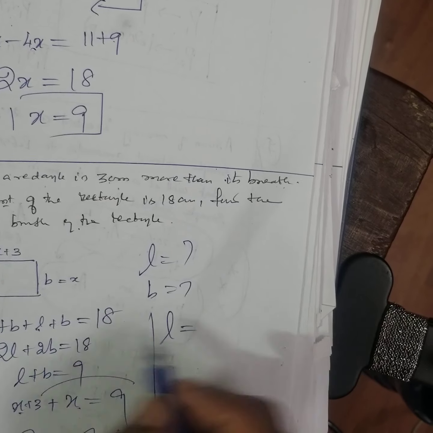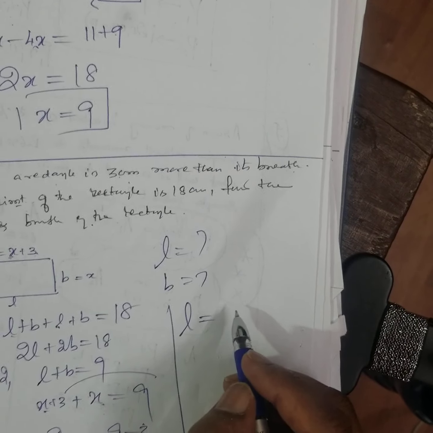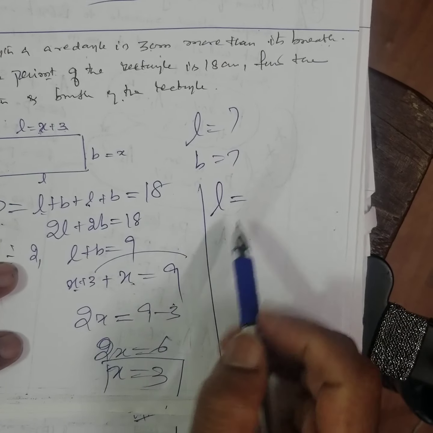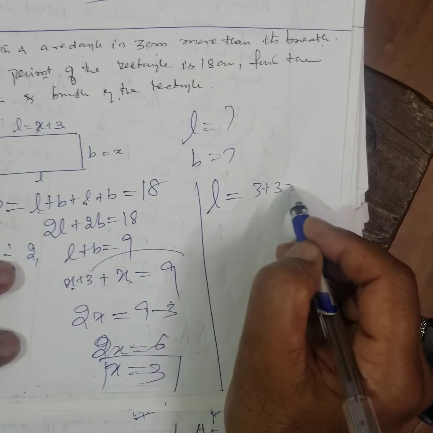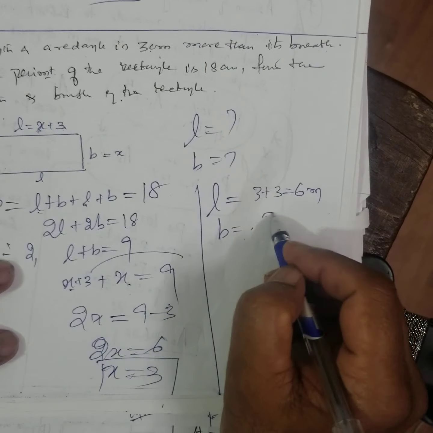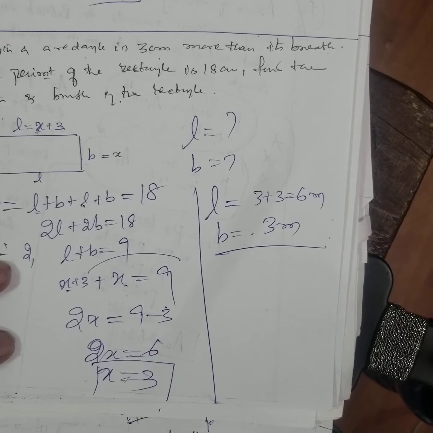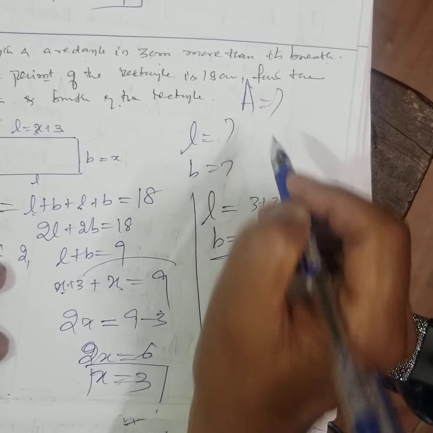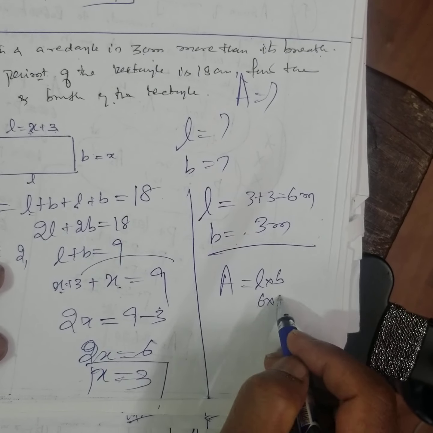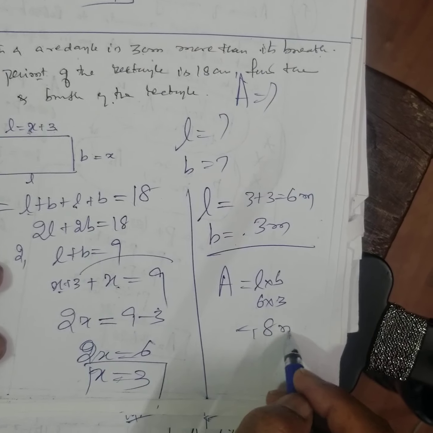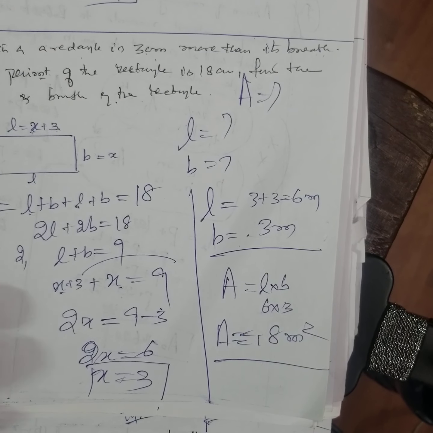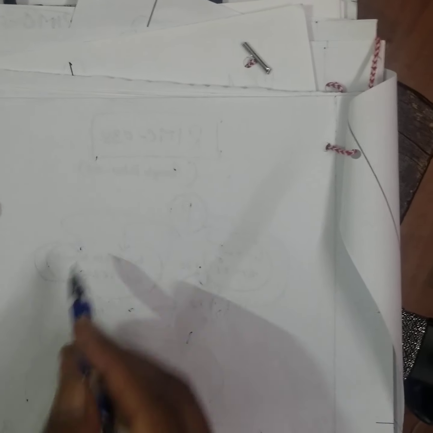Therefore, length is equal to x plus 3. That is, what do you get? x plus 3, that is 3 plus 3. That's 6 meter. Breadth is x. x is 3 meter. They may ask you to find the area. What is the area? Length into breadth. That is 6 into 3. 18 meters square. Right? 18 meters square.